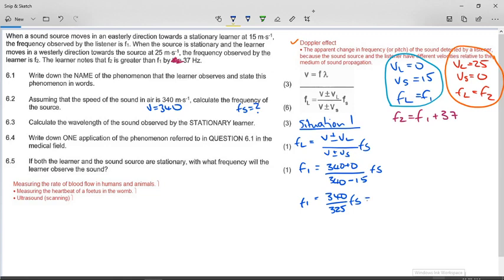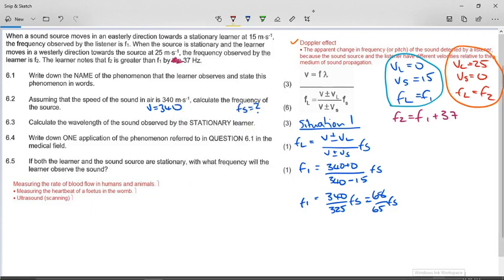You can cancel this down with your calculator. If you put this number in your calculator, you will end up with a fraction that is 68 over 65 times the frequency of the source. You can also turn this into a decimal, but you will have a much more inaccurate answer if you do. So just leave this as a fraction for now. We've gone as far as we can with the first scenario.